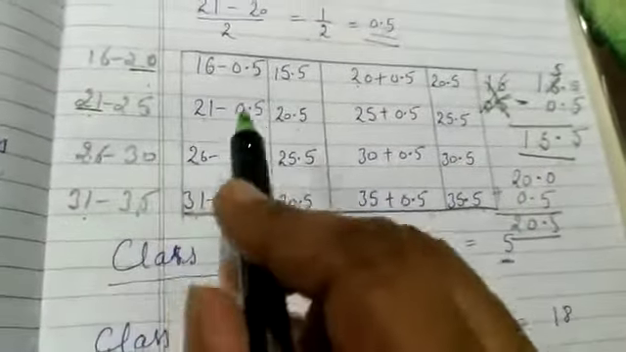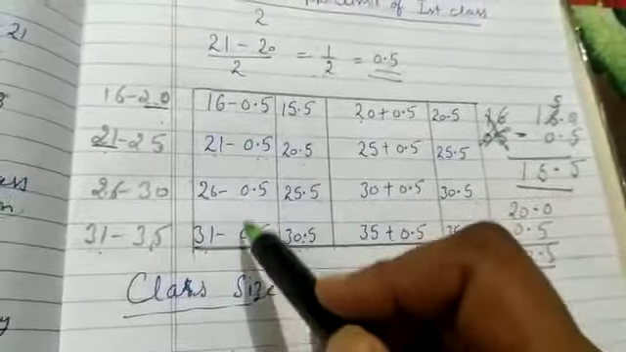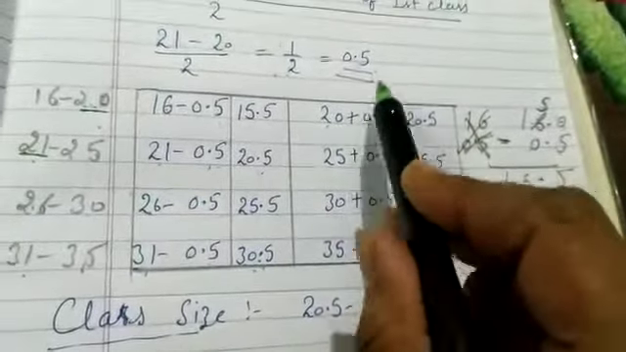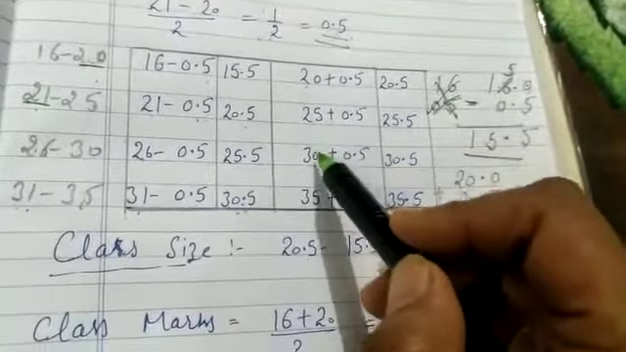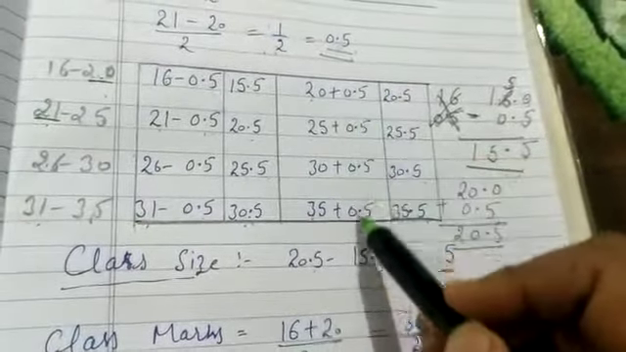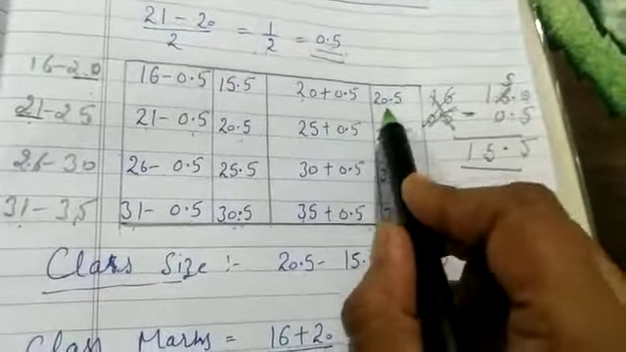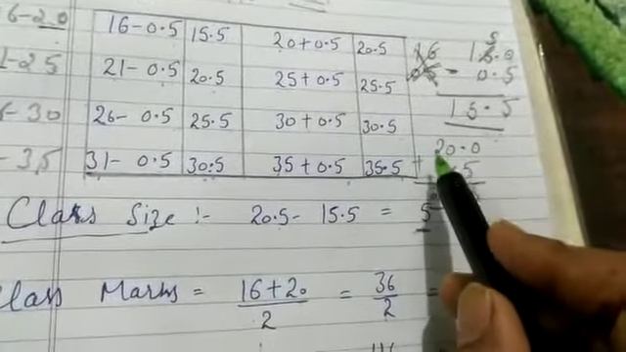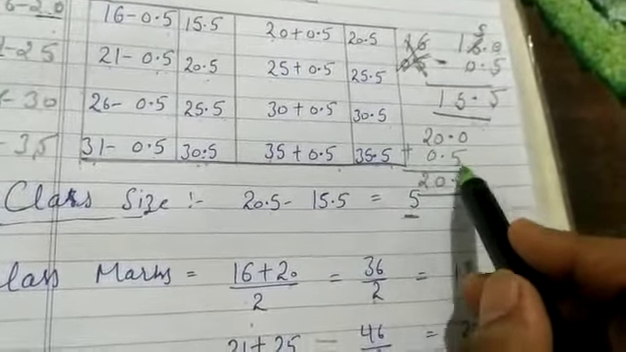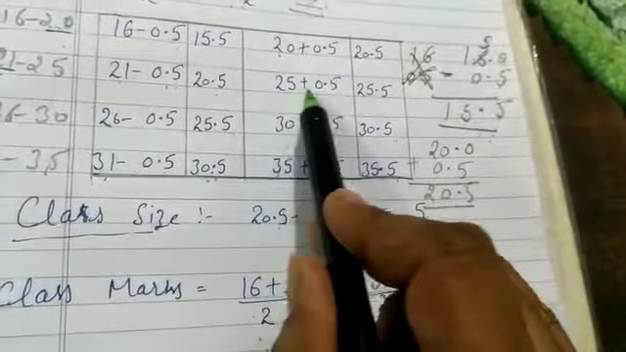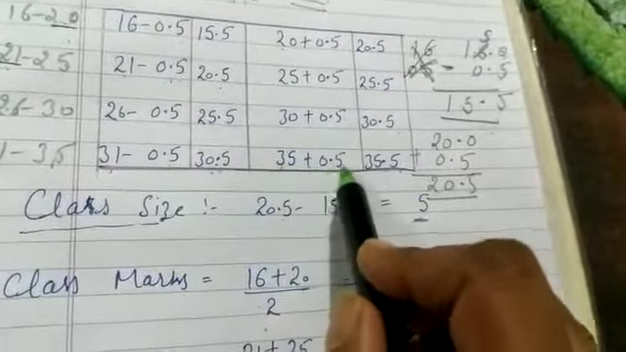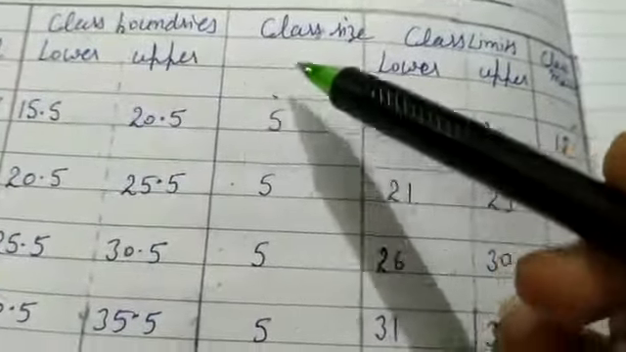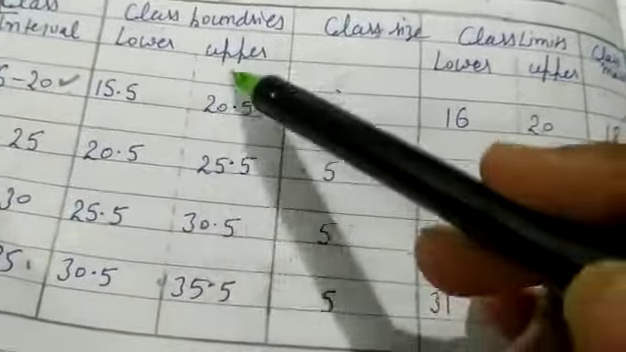Okay. Then after finding the lower limits, we will find the upper limits. Here you have to add this adjustment factor to the upper limits. Upper limits are 20, 25, 30, 35. We will add 0.5 to each term. 20 plus 0.5, write it as 20.0 plus 0.5, it is 20.5. 25 plus 0.5 is 25.5. 30 plus 0.5 is 30.5. 35 plus 0.5 is 35.5. See, we are filling the blanks. We have done it. These are lower limits, these are upper limits.